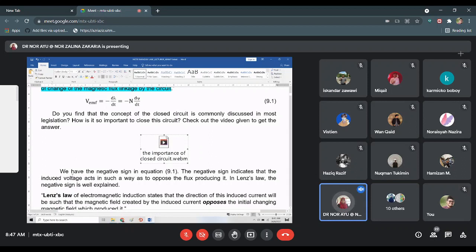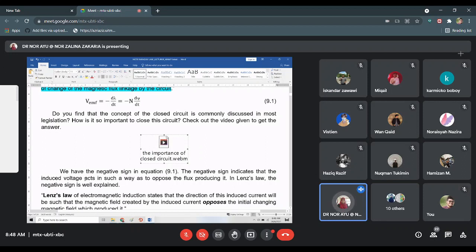Okay, then we have this negative sign in the equation over here. This negative sign indicates that the induced voltage acts in such a way as to oppose the flux producing it. Whatever voltage is produced inside the circuit acts to oppose the flux producing it. When there is a current, it will induce a magnetic field at the same time. So here Lenz's law says we need this negative sign. Whenever there is an induced voltage or induced current inside the circuit, it will oppose the flux producing it, meaning it will push back against the flux producing it.